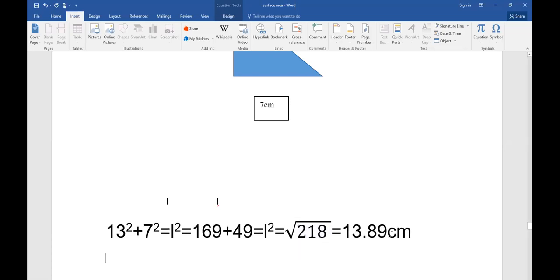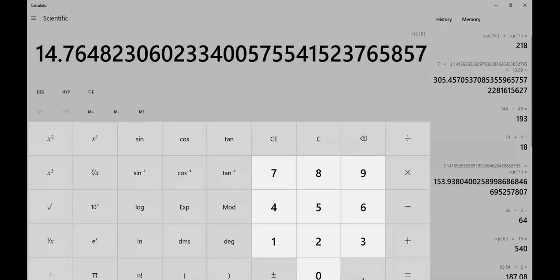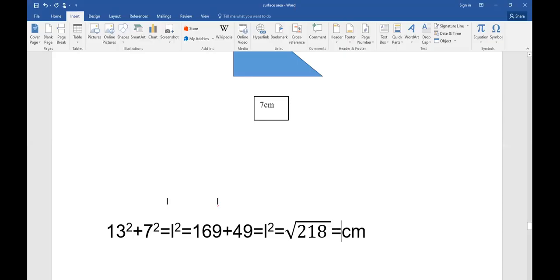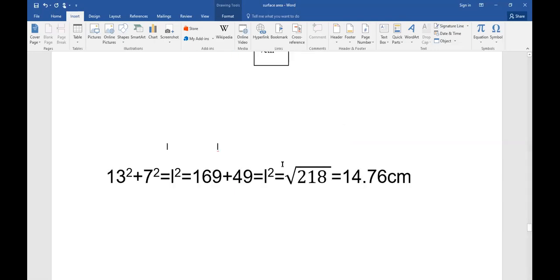So the square root of 218, because that is L squared now, so you have to find L. So the square root of 218 is going to be like this. Square root of 218 is 14.76. That is what we have here, 14.76.